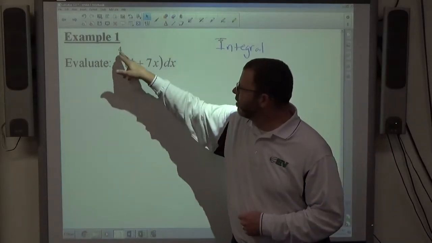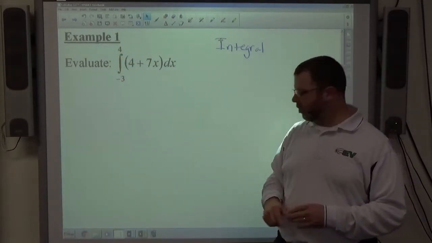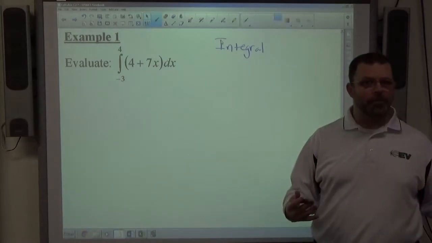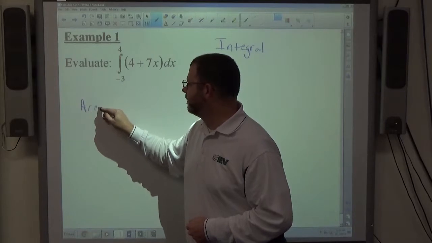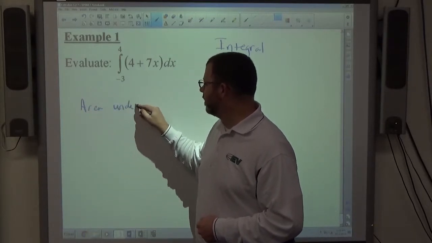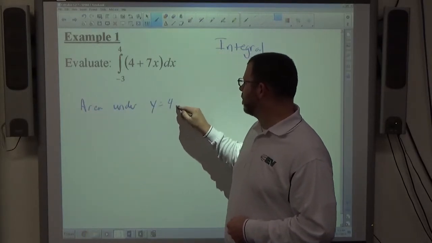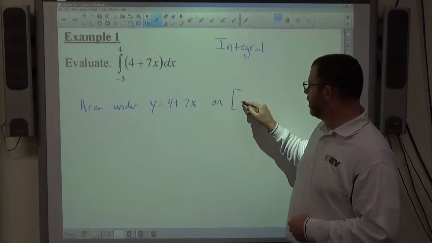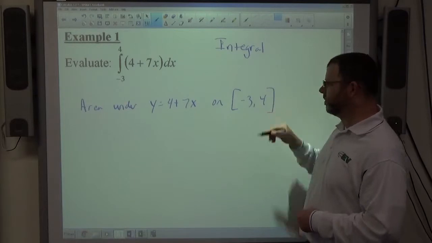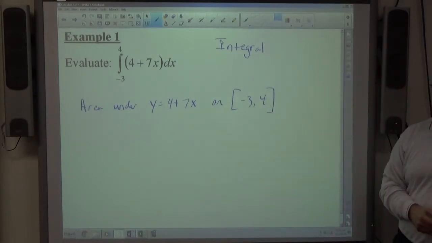And these numbers, negative 3 and 4, represent an interval. So relating it to what we did in chapter 5.1, then we're going to find the area under y equals 4 plus 7x on the interval negative 3 to 4, and I want to use 20 rectangles.